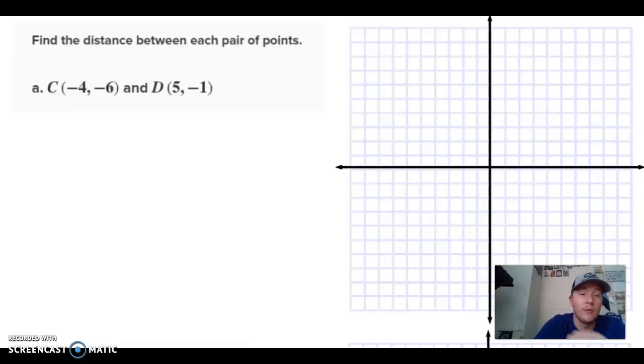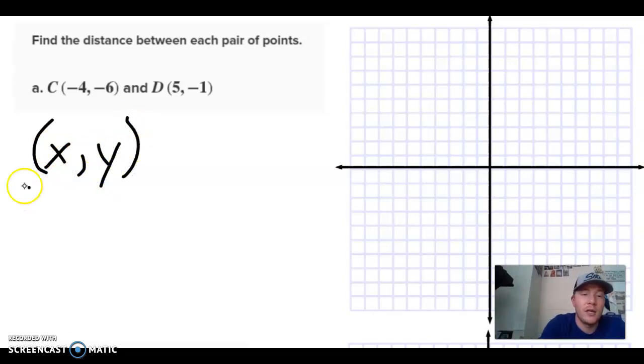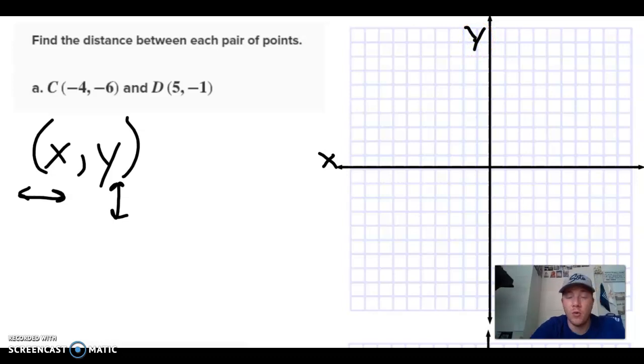All right, so let's just plot a couple points. This should be review. This should be something that we all know how to do by now. The number one mistake I see is that we get our x's and y's mixed up. X is left and right, y is up and down. This is your x-axis, this is your y-axis. You remember that, you'll be fine. We're going to plot these points, and then we're going to use that formula, okay? So for point C, we've got -4, -6. Right there is point C. And then 5, -1 is going to be point D. 1, 2, 3, 4, 5, and then down 1. That's your point D.